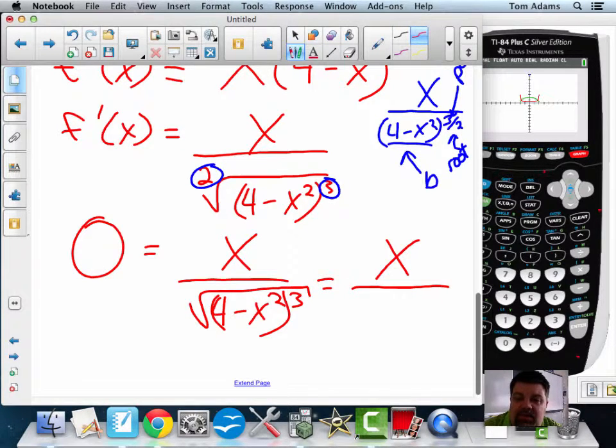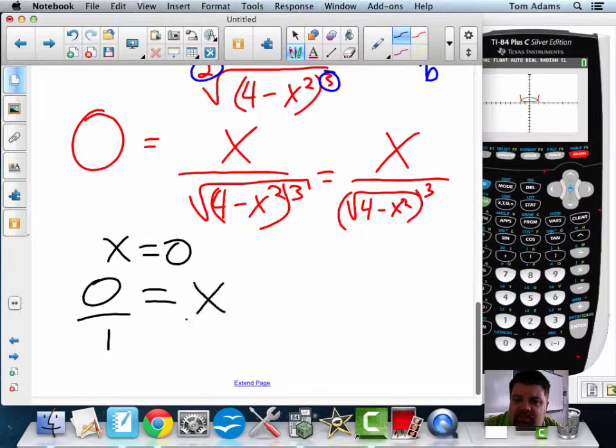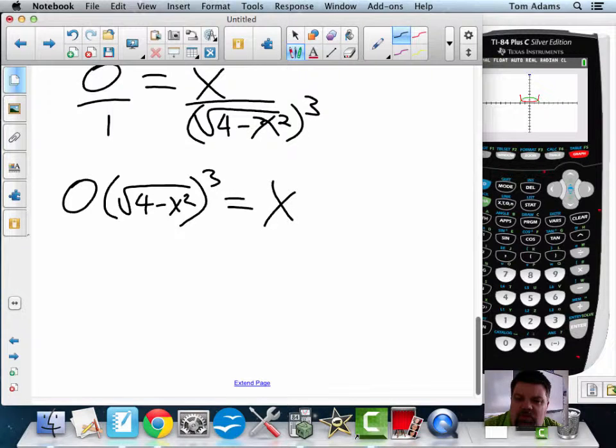We're at the step where we set this equal to 0, and we're going to try to find the zeros of this. Another way we could write that is the entire quantity of the square root of the quantity 4 minus x squared raised to the 3rd power. If we leave it like that, sometimes it's easier to manipulate. Now how do we solve this for 0? Clearly, if x equals 0, then I have a 0 in the numerator, and so x equals 0. The other way to solve this is I could think of 0 over 1 and set it equal to my expression and then cross multiply.